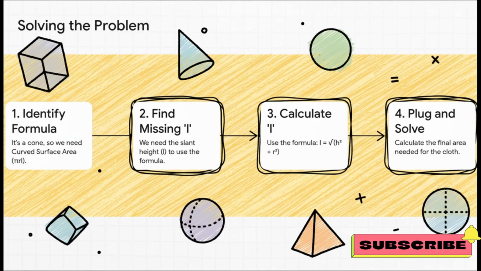But hang on, we have r and h, but we don't have l. No sweat. Step 2 is finding that missing piece. We use that little Pythagorean trick to calculate the slant height, and once we have l, we just plug everything in and solve. It's just a puzzle, one step at a time.